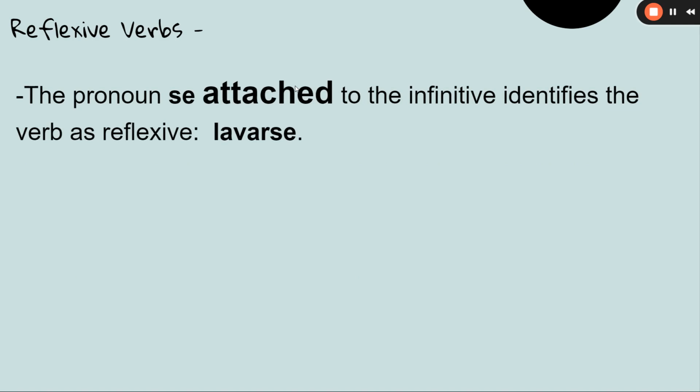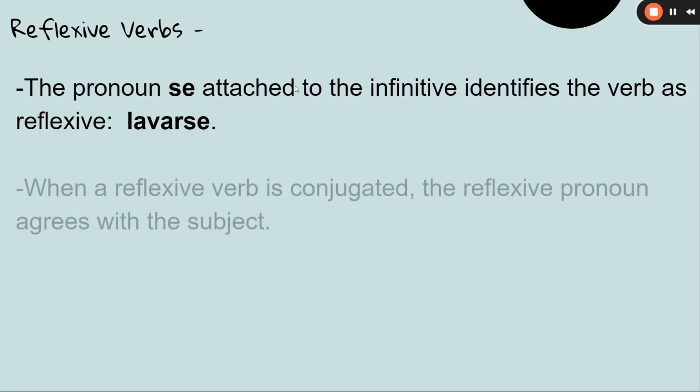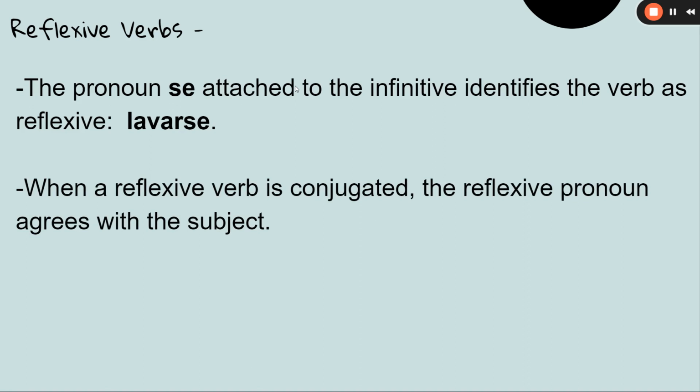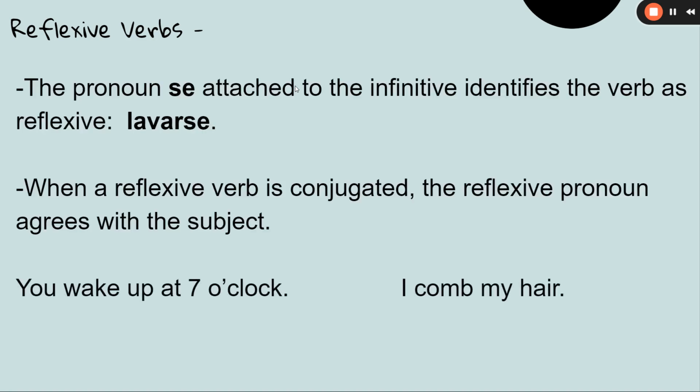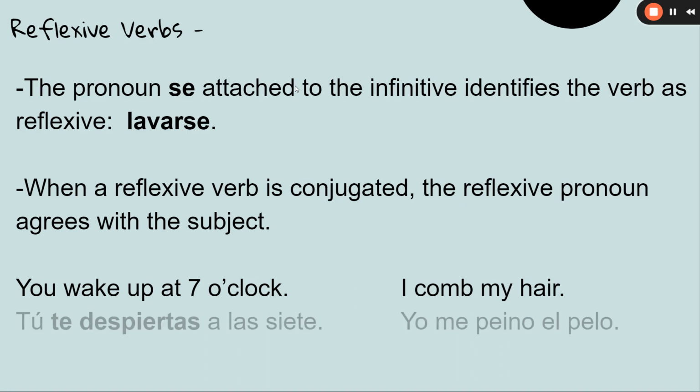The pronoun se is attached to the infinitive and it identifies the verb as a reflexive verb. When a reflexive verb is conjugated, the reflexive pronoun agrees with the subject. Okay? You wake up. So who's doing the waking up? You are. So what is the pronoun for you? Te. So, tú te despiertas a las 7. I. So me goes with I. So yo me peino el pelo.